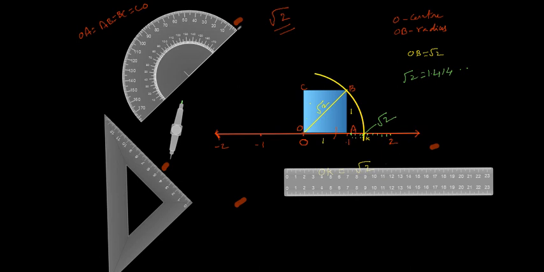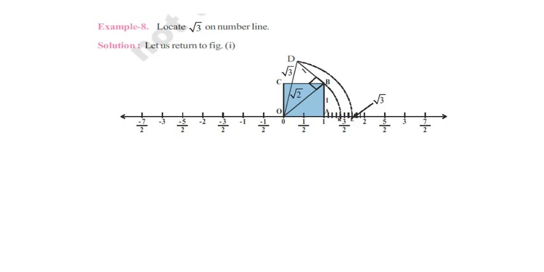Now we move to another slide. Locate root 3 on the number line. One more irrational number we may represent on the number line. This is example 8 of your textbook, page number 11.